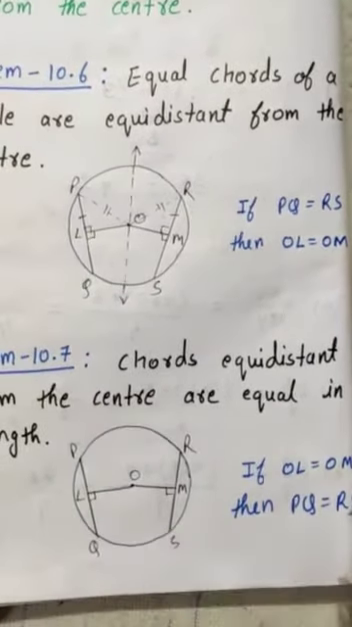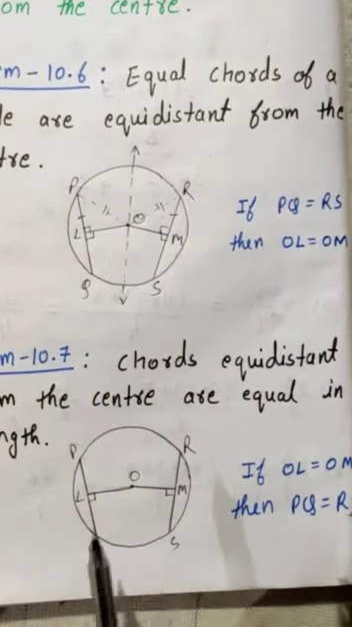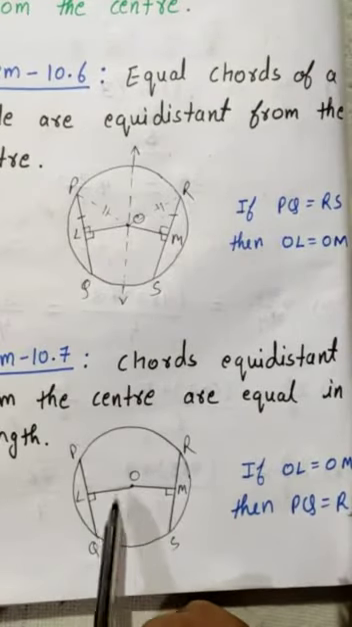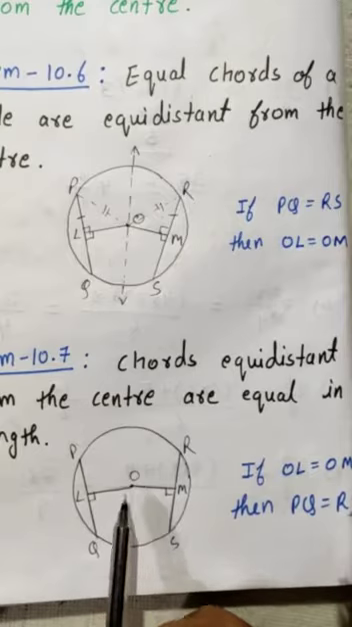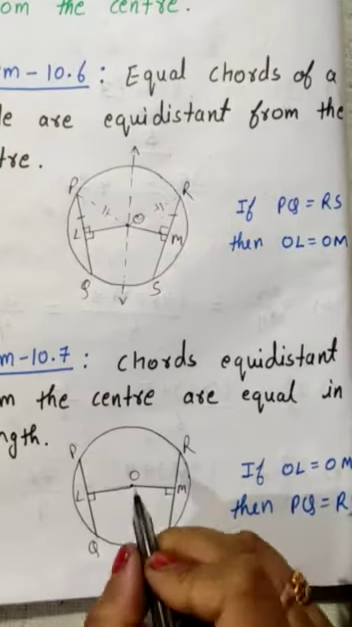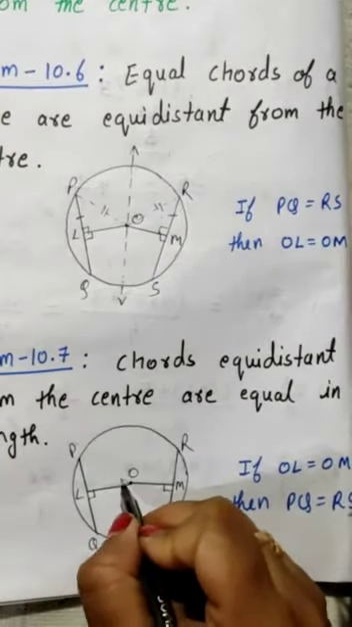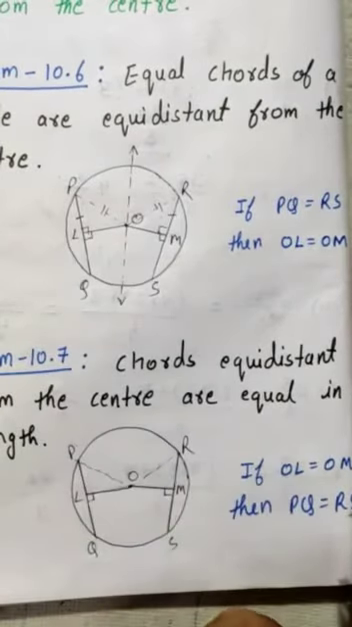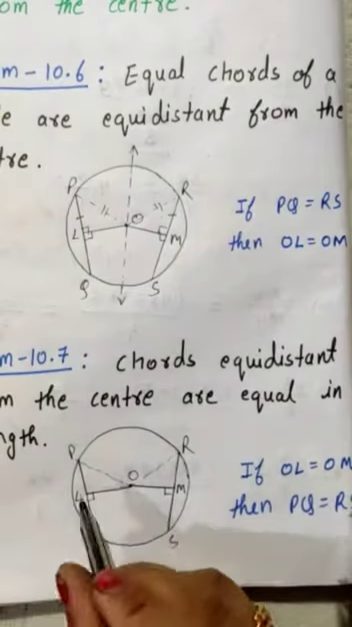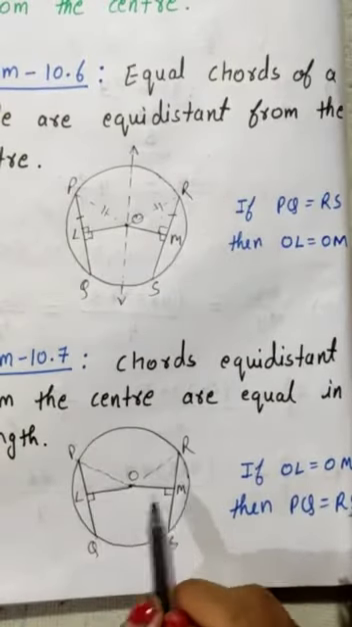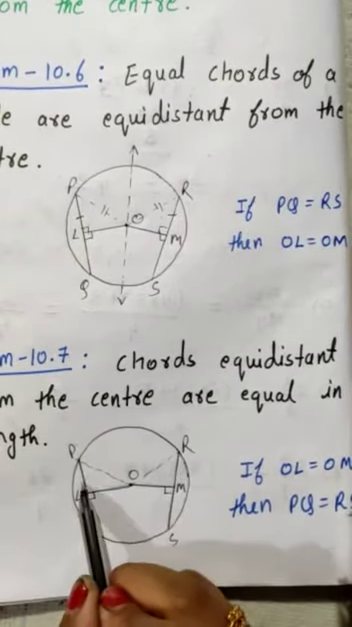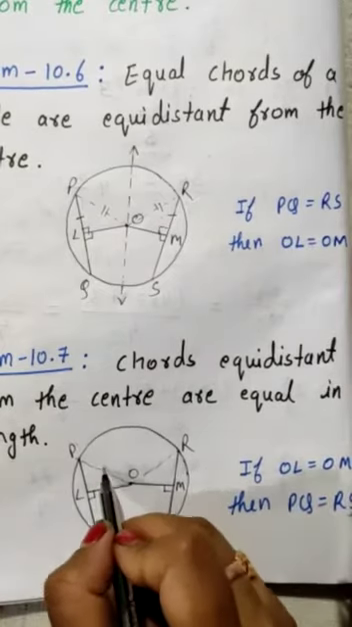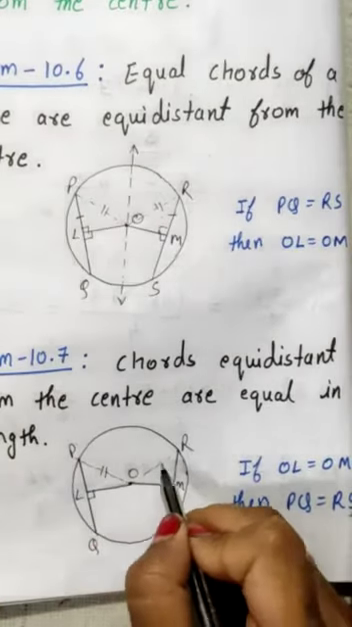Now similarly, theorem 10.7 is just the converse. That if two chords are at an equal distance, then they must be equal. This proof also goes the same way. You have to join these two. Again, in this part it is not given that these two chords are equal, so we cannot take this side as equal. Now in this case, this side will be equal to this side.